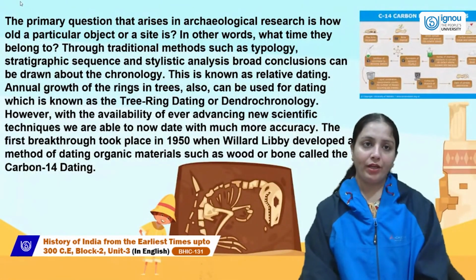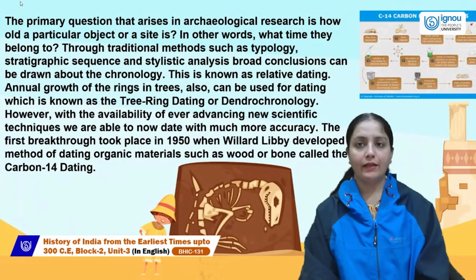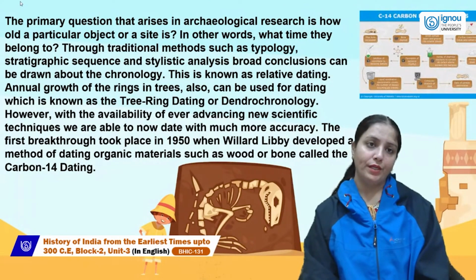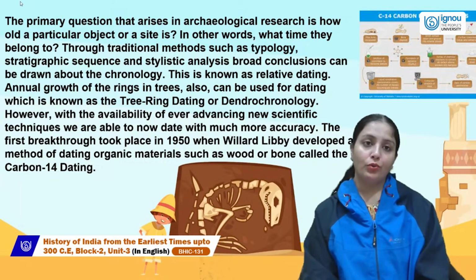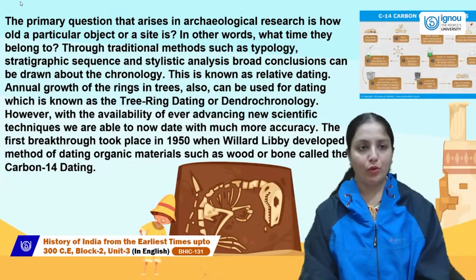The primary question that arises in archaeological research is how old a particular object or a site is. First of all, this is the question. In other words, what time they belong to. Through traditional methods such as typology, stratigraphic sequence, and stylistic analysis, broad conclusions can be drawn about the chronology. This is known as relative dating.